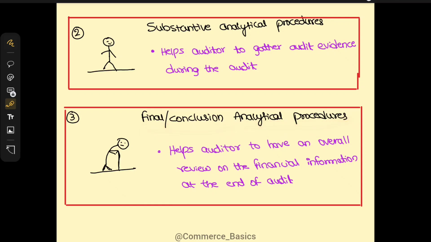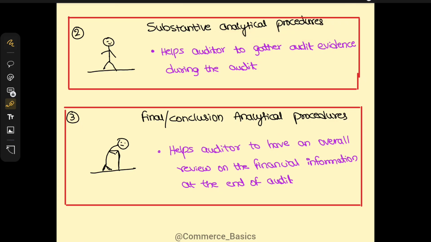Why do we do the final analytical procedure? We did a preliminary analytical procedure, we did a substantive analytical procedure, and now we are doing a final analytical procedure. The final analytical procedure helps the auditor have an overall review of the financial information at the end of the audit. In simple terms, see what the auditor understood in the preliminary analytical procedure, and the auditor gathered some audit evidence during the substantive analytical procedure.